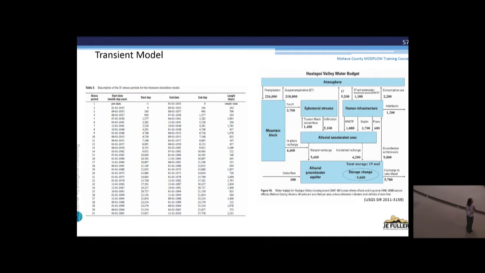Anyway, this is what the whole transient model was built on, these known extractions or inputs over time. So that's put into the model, and then the model solves for head condition over time.